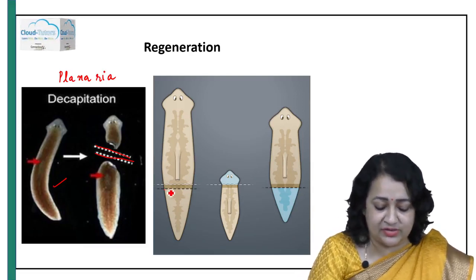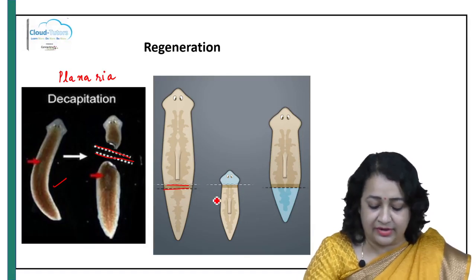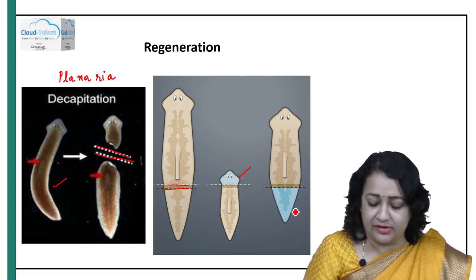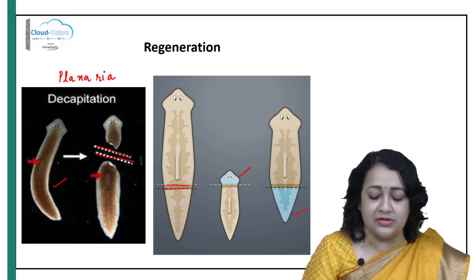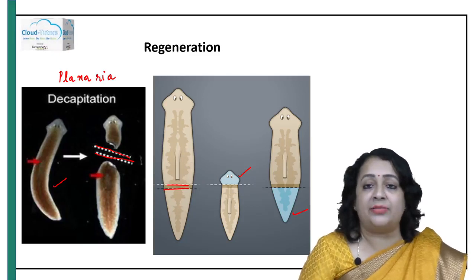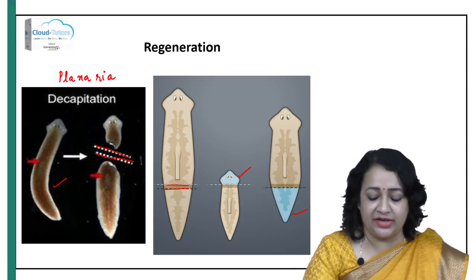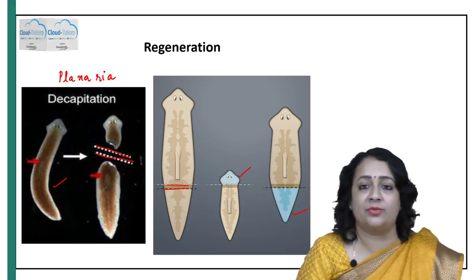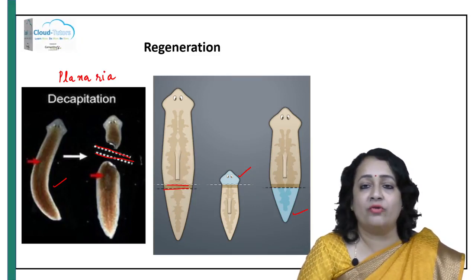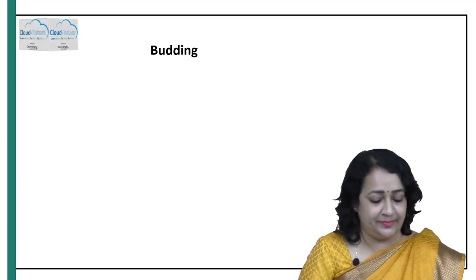So here if the cut is made here, what will happen? The head portion which is lost, that will develop. This is the new portion formed. Here again the new part formed is here. So two organisms are formed from the decapitated portion. From the cut portion again a new organism will be formed, and this is called regeneration. This also is a mode of asexual reproduction.